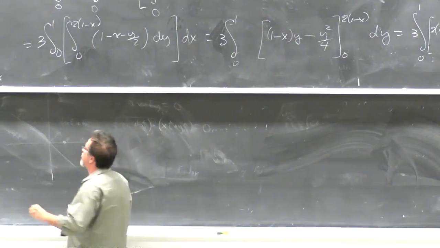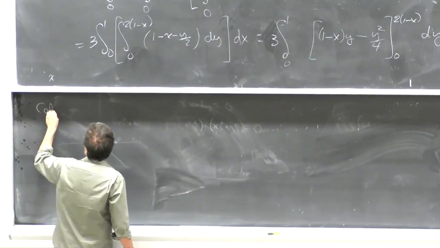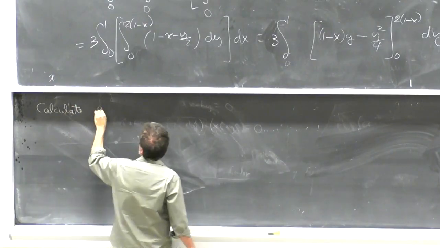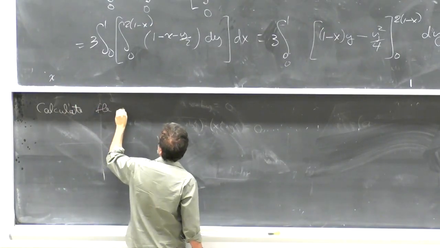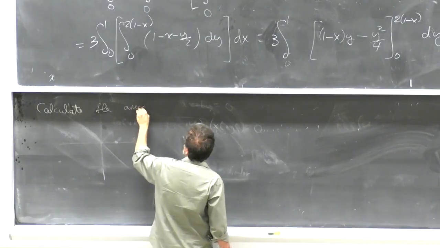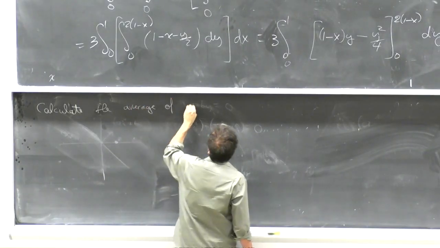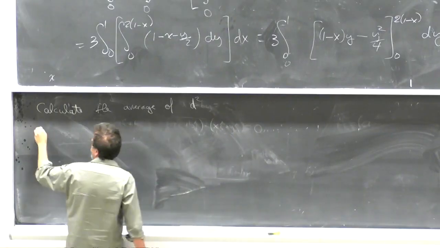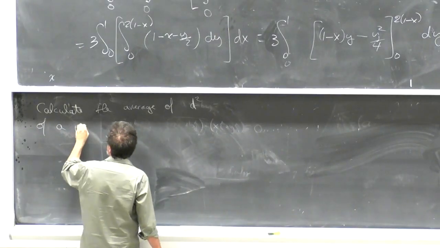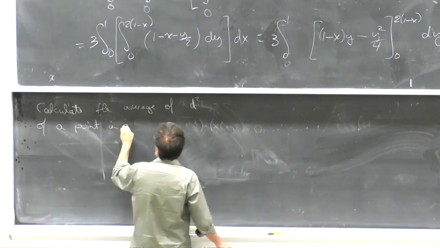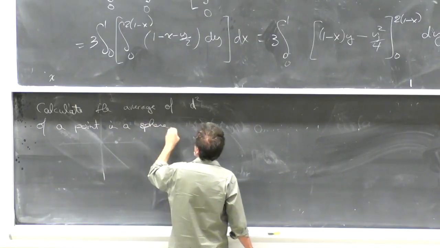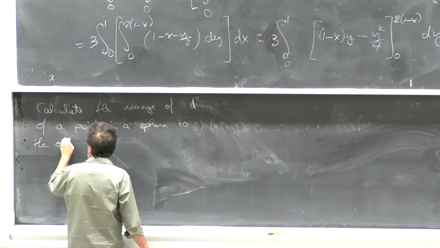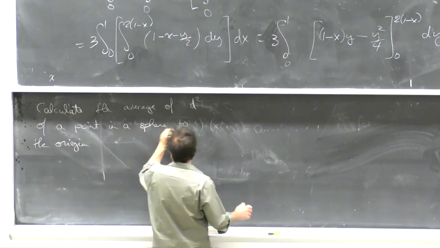We got 5 minutes. I can do this. Calculate the average of the distance squared of a point in a sphere to the origin of a sphere, and a centered sphere.